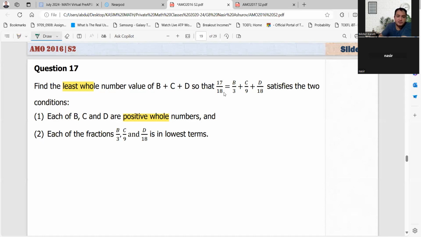And the first step, did you actually write this equation on the right hand side? If you bring it into a common denominator, the 6, right? So here we have 6B plus 2C plus D should be equal to 17, right?